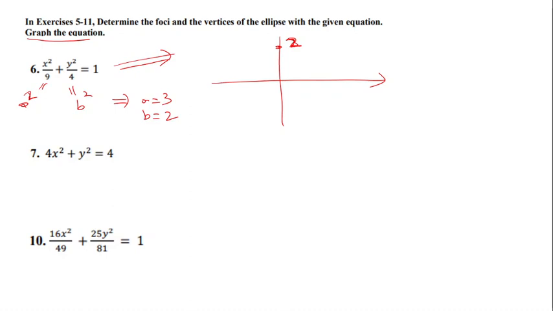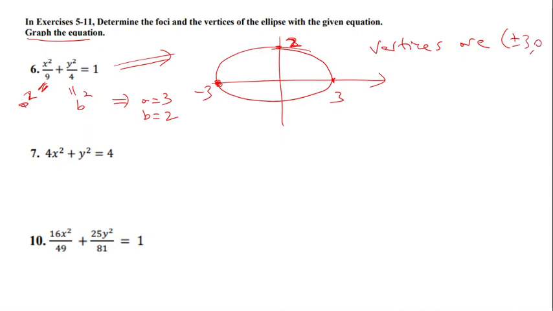Sorry, this is 3. Under x we have 3. The x-intercept is 3, and the y-intercept is 2. And then you can make this ellipse. And the vertices are definitely 3 and minus 3. The vertices are plus minus 3, 0. And the foci have to be on the same axis as the vertices.